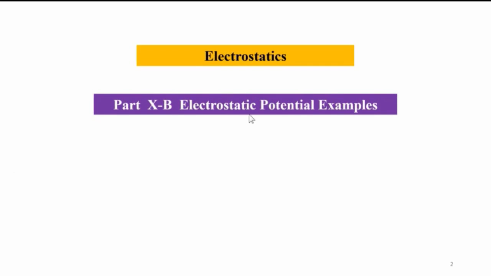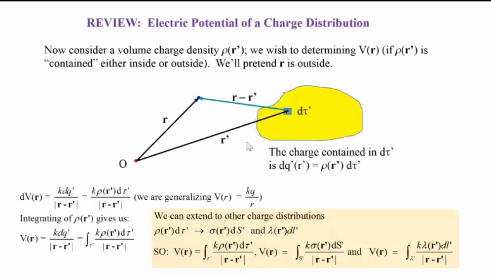So let's look at some other potential examples. We're going to start again, just one more review. This is the same slide we've been using. A volume charge density here. We're finding the potential here. These are the vectors that you're used to. This goes to the source point. This goes to the field point. This is the difference vector. And this is your dq.